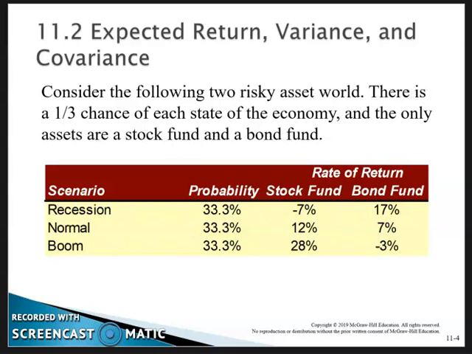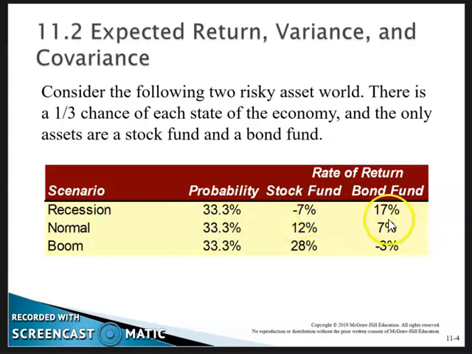So this example here, we've got a two risky asset world. In this case, we have a 1/3 chance of each state of the economy occurring. Talking about recession, normal and boom. So that's 33.3%. This stock fund in a recession is going to lose 7%, gain 12% in normal, and 28% in the boom. In this case, because the probabilities are even, we can literally add up the three numbers and divide by three. If the probabilities are different, you multiply the probabilities times that expected return.